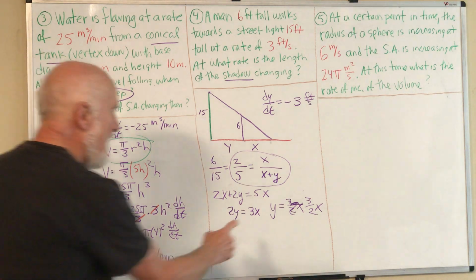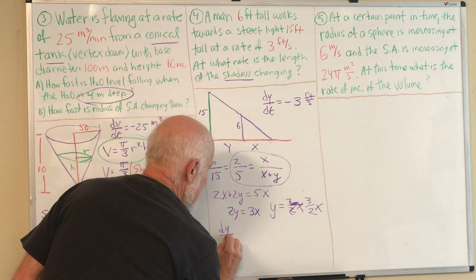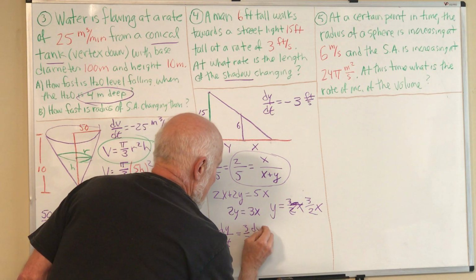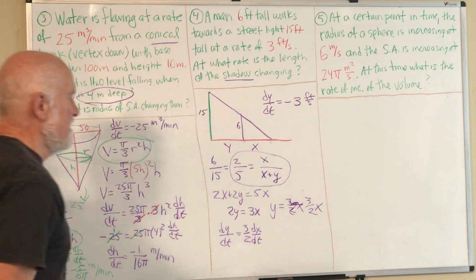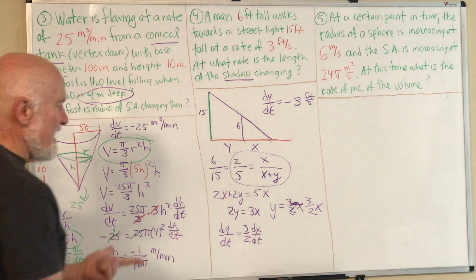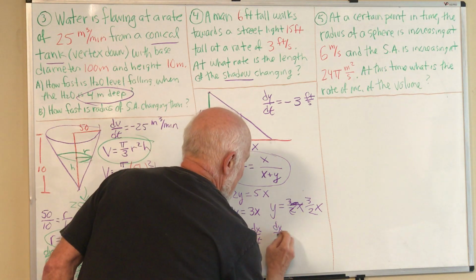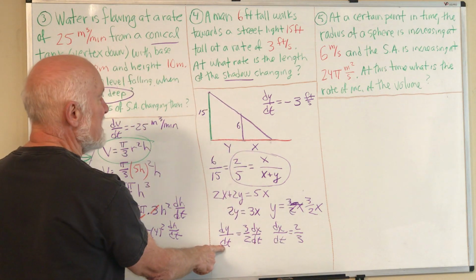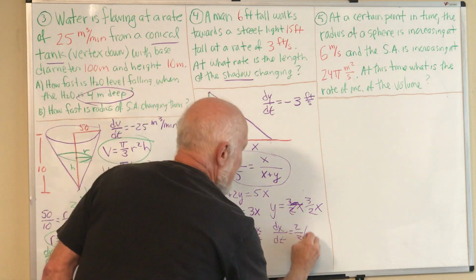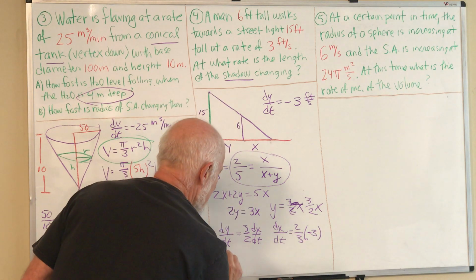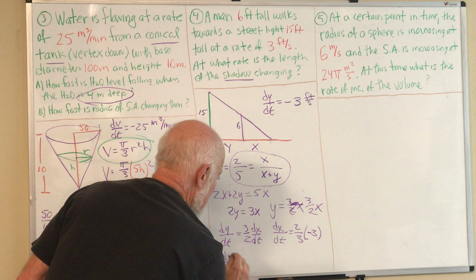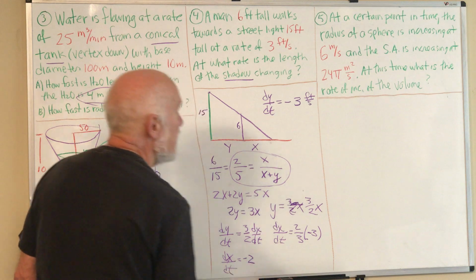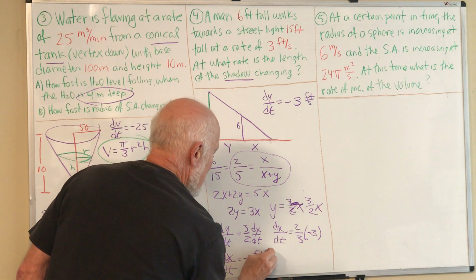So now I can take the derivative. I can say dy/dt is just equal to 3/2 times dx/dt. And we're trying to find dx/dt. So dx/dt is going to be 2/3 times dy/dt. And that's -3. So we can see dx/dt is just equal to -2, and it would be in feet per second.